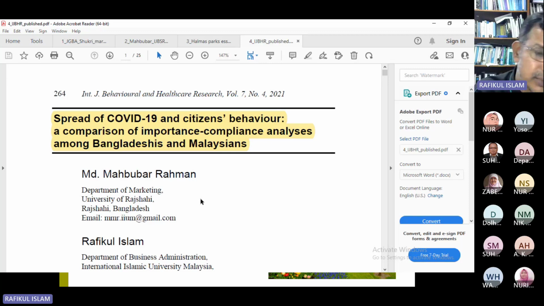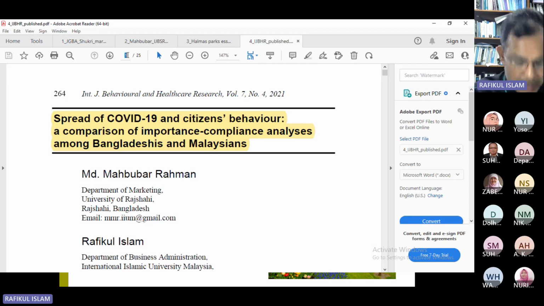So he developed one instrument on what needs to be complied with by the citizens, the people of the country. So what are the items? He did the literature review, and he found about 20 plus items. So we got it rated by the respondents on the importance level and the compliance level, according to their observation. So to what extent the people are complying with all the requirements. That's the background of this work.